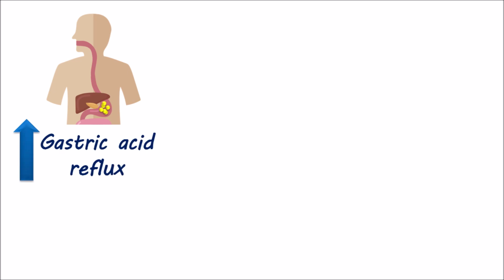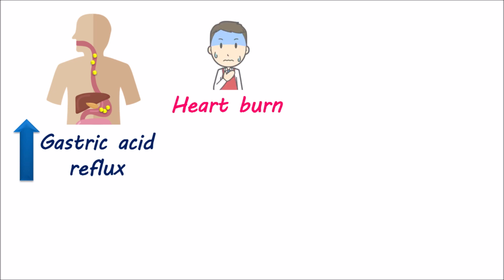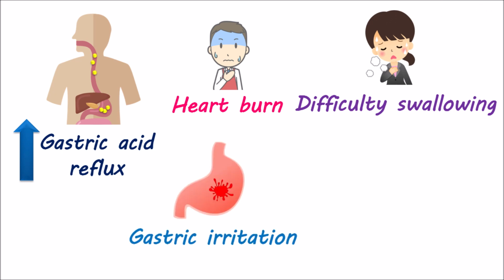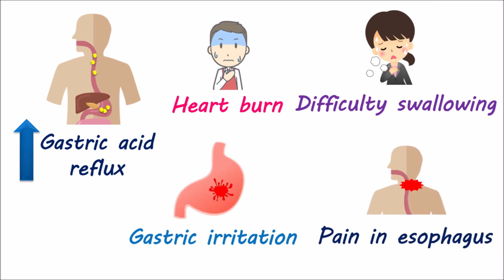Alendronate can cause a reflux of gastric acids into the esophagus that can cause irritation and inflammation. You may have a few symptoms, like heartburn, difficulty swallowing, gastric irritation, and pain in the esophagus. If not properly taken, alendronate can also cause ulceration and perforations in the esophagus. To minimize these effects, you should take alendronate in the recommended way.